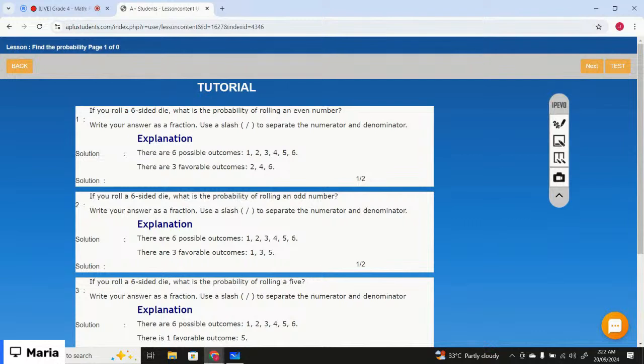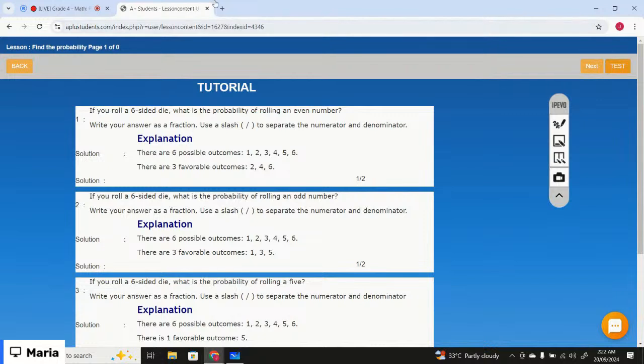So, on the die, you have six outcomes, right? They are 1, 2, 3, 4, 5, and 6. So, you just need to find the probability of rolling even numbers. On the die, you have three even numbers. They are 2, 4, and 6, right?